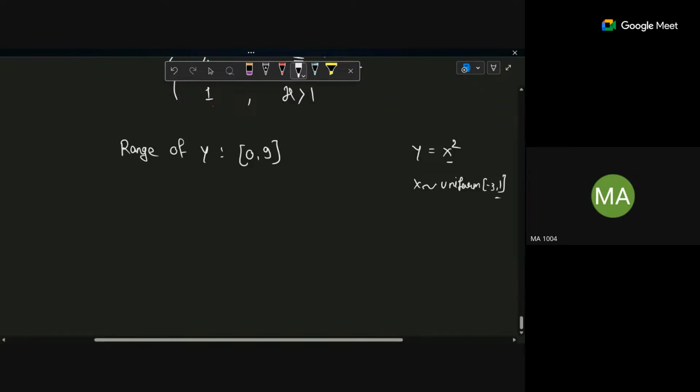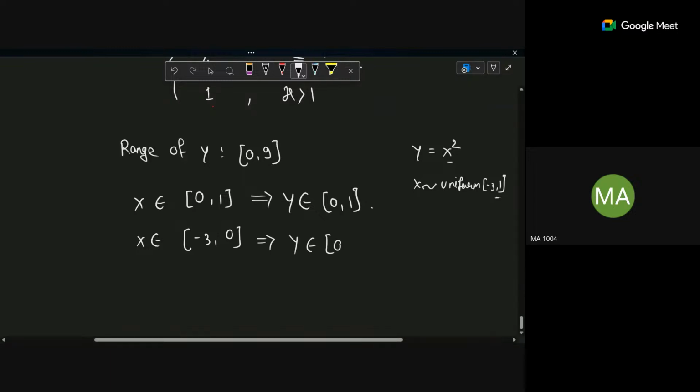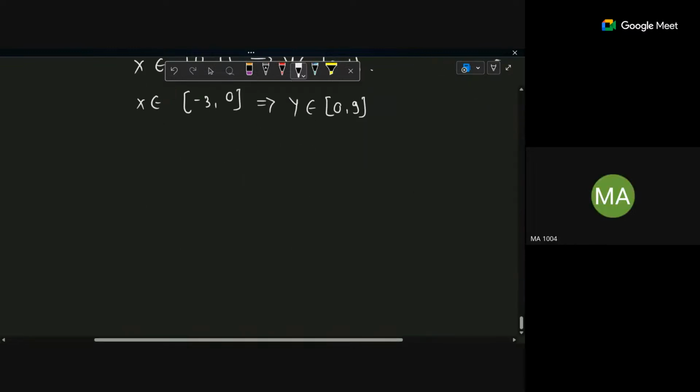Whenever your x belongs to 0 to 1, your y will belong to again 0 to 1, right? Whenever x belongs to minus 3 to 0, at that time your y will belong to 0 to 9, right? Isn't it? Yes, ma'am.